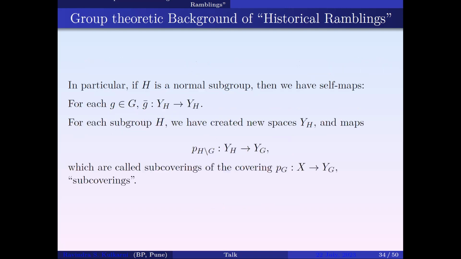In particular, if H is a normal subgroup, then it's a map of the quotient space YH into itself. And then there is a normal subgroup, so G mod H is a subgroup, and G mod H is a covering transformation group of YH to YT.